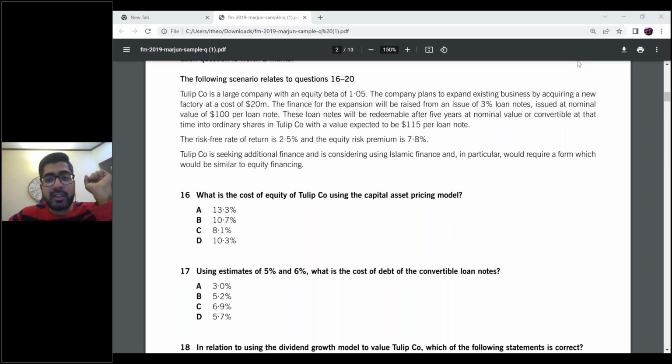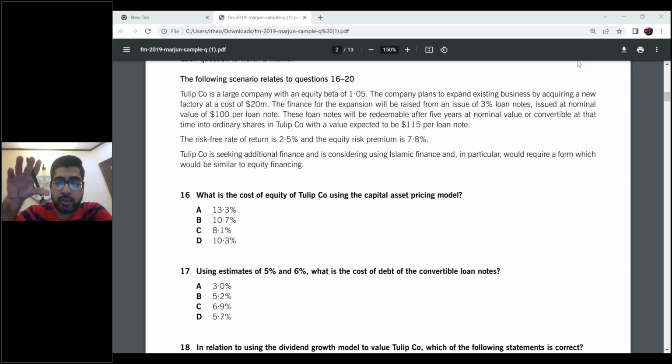Now see, it's not written they will be redeemable after 5 years, full stop. It's written they will be redeemable after 5 years at nominal value. What is the nominal value? 100. Or convertible at that time into ordinary shares with a value expected to be 115. This is what convertible is. That either it is redeemed at par value 100 or converted into shares, and the shares have a value of 115. So obviously when convertible is given, you choose the better option. Out of 100 and 115, which is the better option?